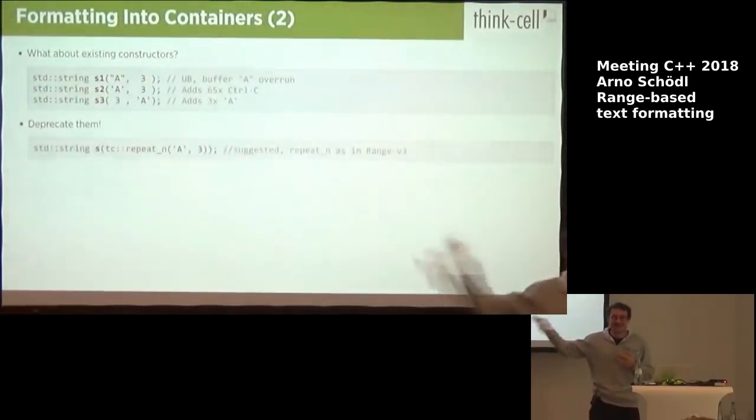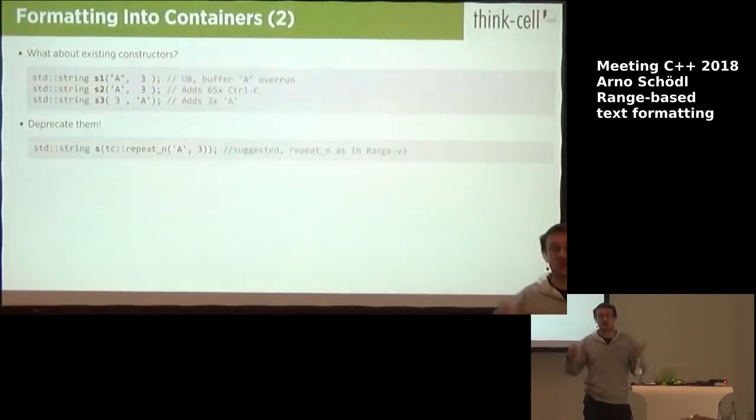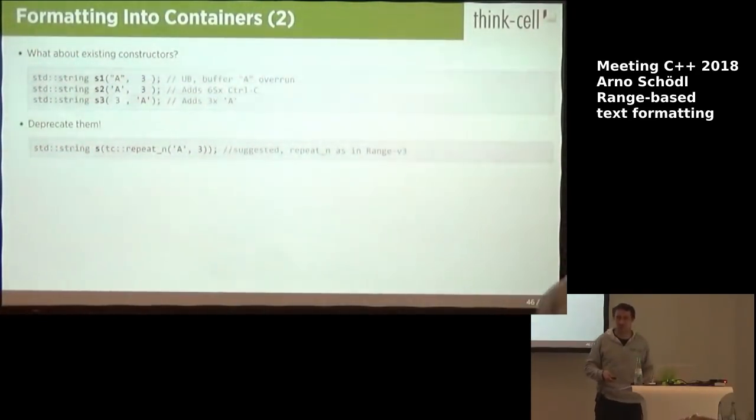So I would say, let's deprecate this stuff. I mean, this is unreadable. You can simply write that. You can simply say what you want, and then you just assign that to a string. So you just describe the range, and then you make the string out of it.